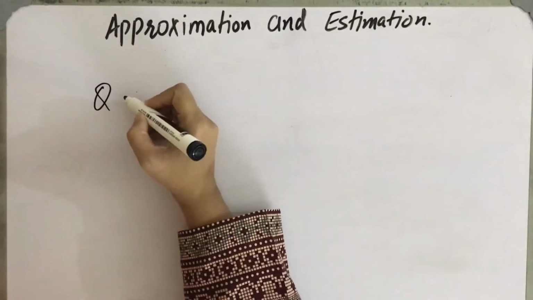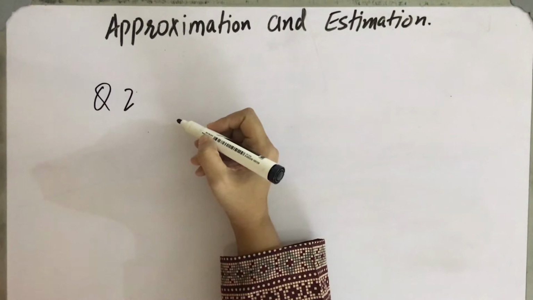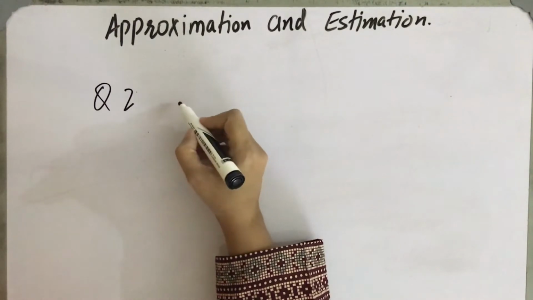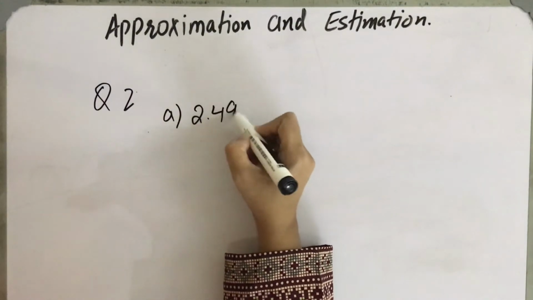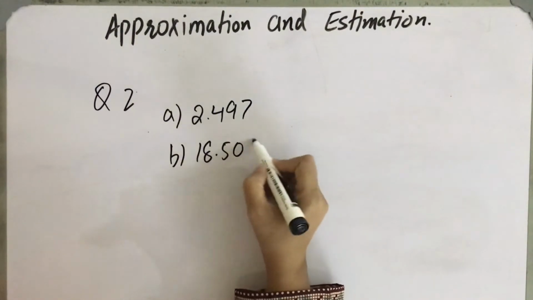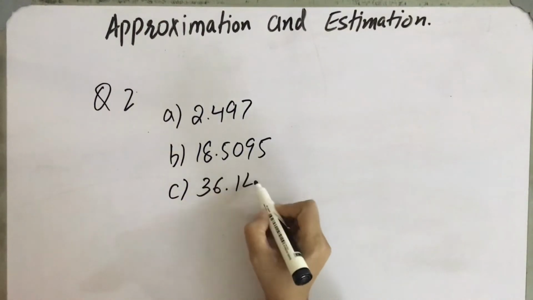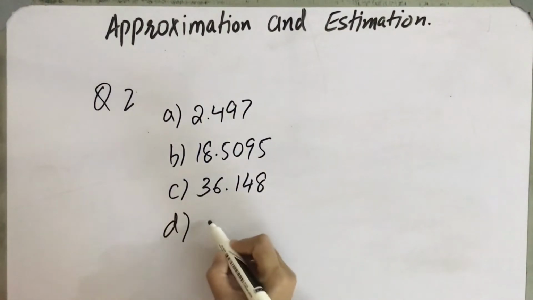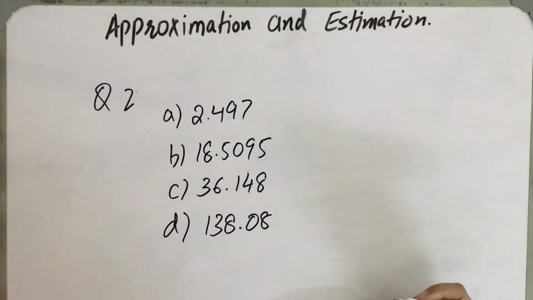Going towards the next question, question 2. Correct each of the following numbers to one decimal place. So we have to give our answers correct to one decimal place. 2.497, 18.5095, 36.148 and 138.08.